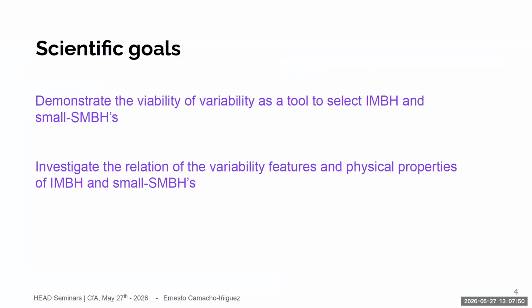So my scientific goals are these two: demonstrate the viability or not of using variability as a selection tool of intermediate mass black holes. Also, I would like to look at the correlation of the variability features that I am going to find with the physical properties of this sample, such as black hole mass or Eddington rate.